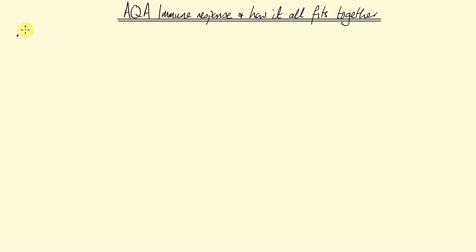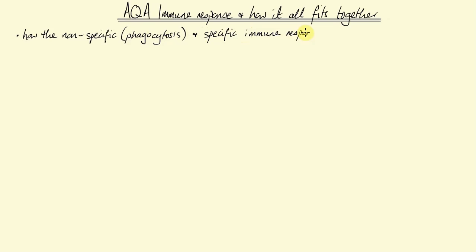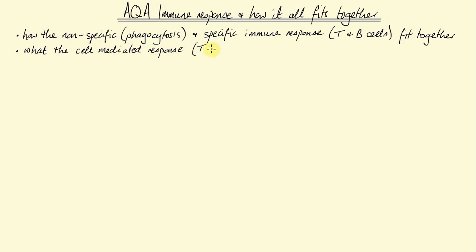In this video, we are going to be talking about how the non-specific immune response, that's phagocytosis, and the specific immune response, that's T and B cell stimulation, fit together. And we're going to be doing that in the form of doing a giant diagram of the whole process. We're also going to talk about what the cell-mediated response and the humoral response are.